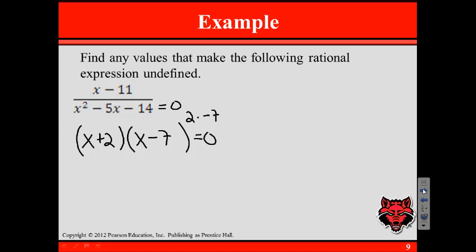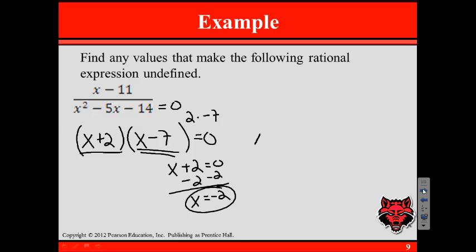Once we factor, we use the zero factor property to set each factor equal to 0. So we have x plus 2 equals 0. We subtract 2 from each side of the equation, and we have x equals negative 2. We take the second factor and set it equal to 0. We add 7 to both sides, and we're left with x equals positive 7. So we have two values that would make this algebraic expression undefined, and they are negative 2 and positive 7.